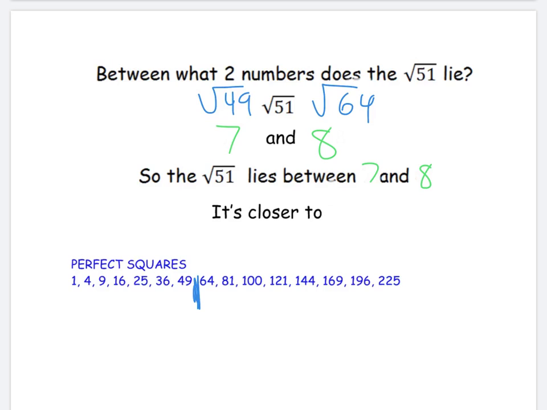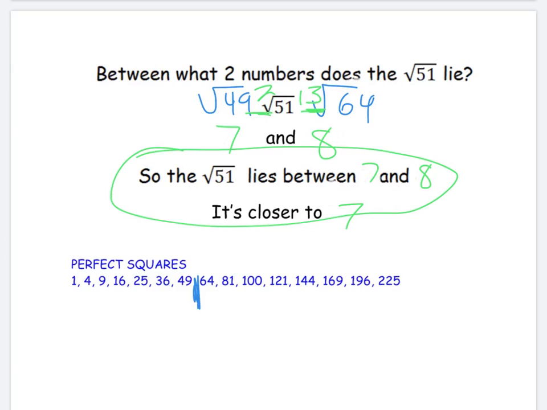But I want to figure out what it's closer to. The difference between these two, 51 minus 49, is 2, whereas between these two, 64 minus 51, is 13. So 2 units away is a lot closer than 13 units away. So I could say that the square root of 51 lies between 7 and 8, but it's closer to 7. And this, again, would be what you tell me when we are estimating what the square root of 51 actually equals.